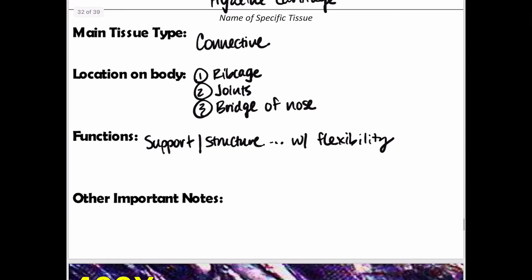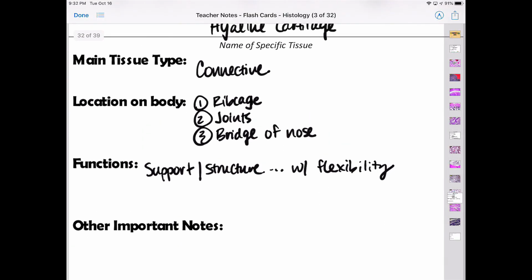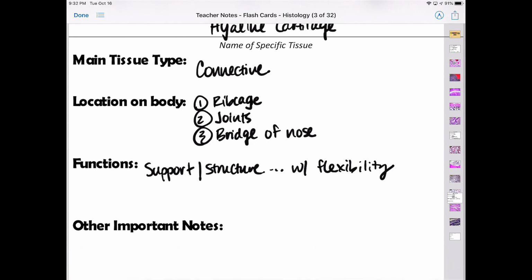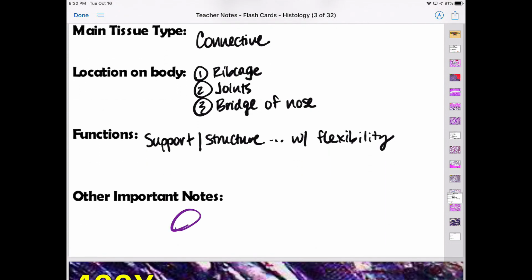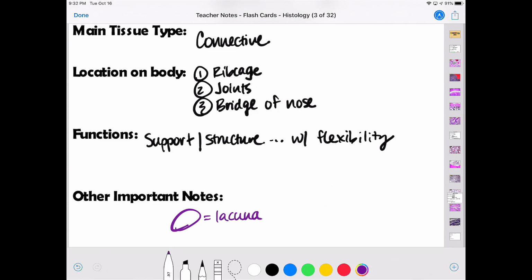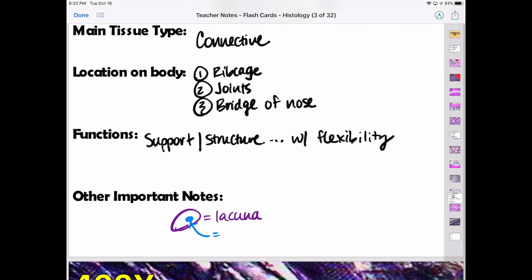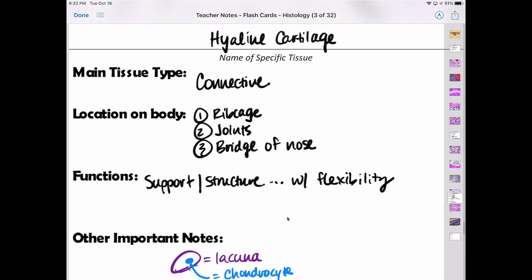So, all right, other important notes, just a couple things I put on there. So let's do that. We got a lacuna again. And then the little dot inside of it, that thing has a special name, and it's called a chondrocyte. A cartilage cell is called a chondrocyte.